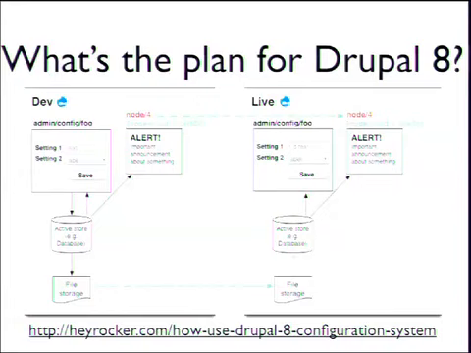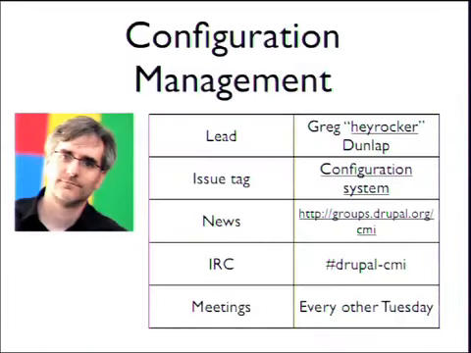There's a lot of energy around this, but they always need help. Particularly what needs help right now is converting all of the old systems we have that are still using variable get and variable set over to this new configuration system. Greg Dunlap is the person leading that. I don't know that he's formally running a sprint on Friday, but he's definitely around, so talk to him. He'd love to have more help in his initiative.